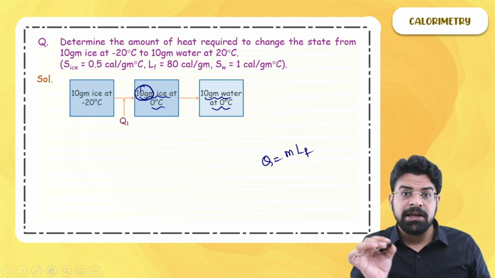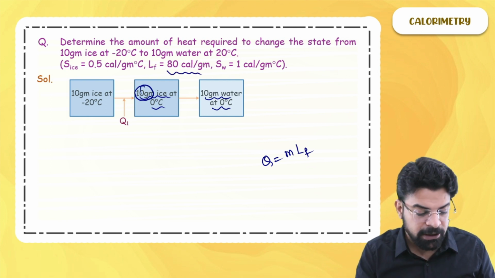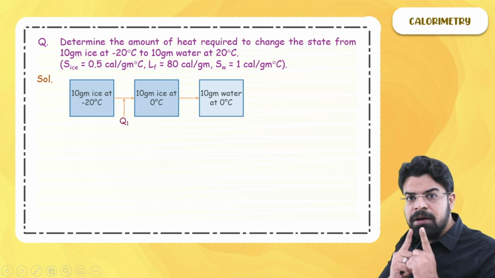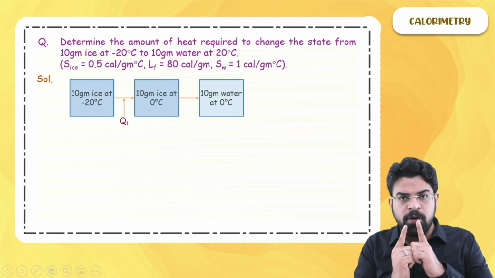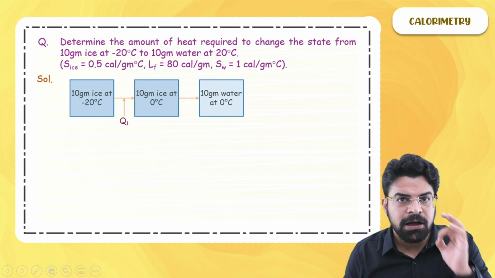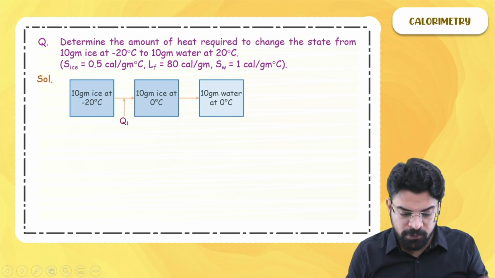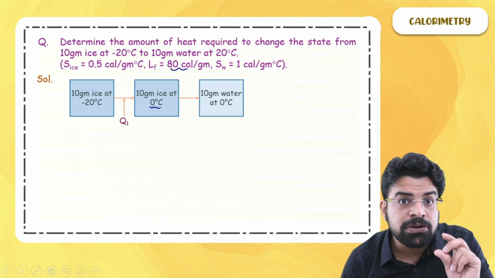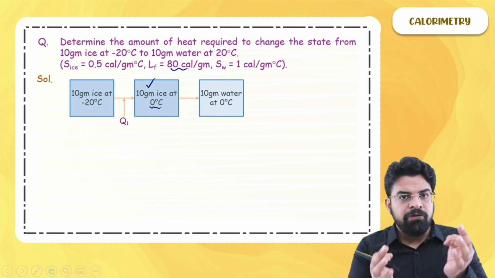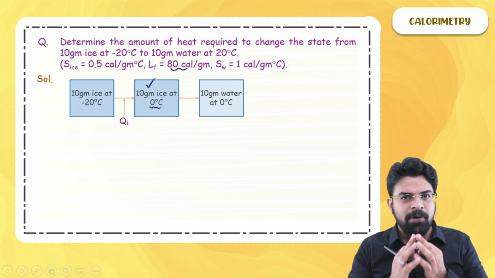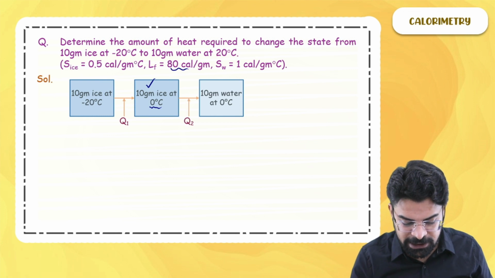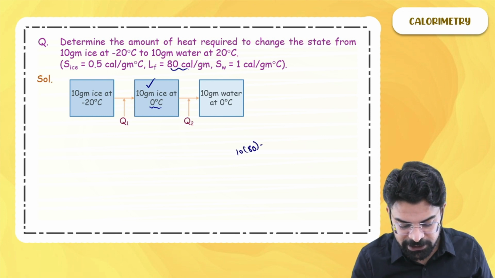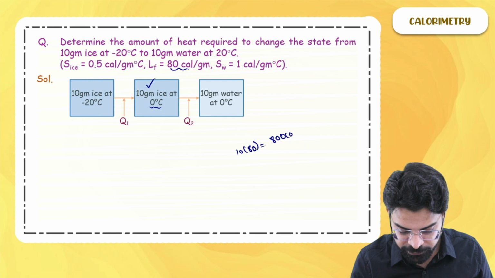The latent heat of fusion is 80 calorie per gram. So as to convert 1 gram of ice into 1 gram of water at 0 degree centigrade, you have to give 80 calorie. We wish to convert 10 gram. When we wish to convert 10 gram, the amount of heat that has to be given has to be equals to 10 into 80, that will be 800 calorie.